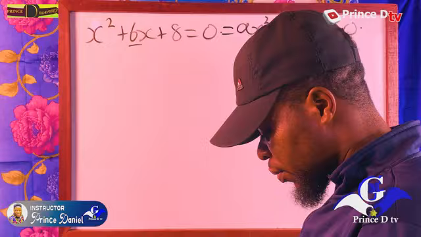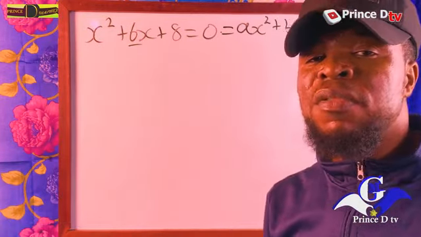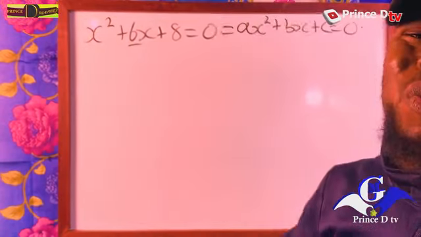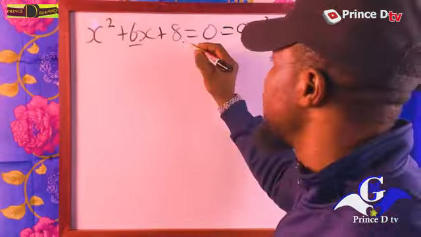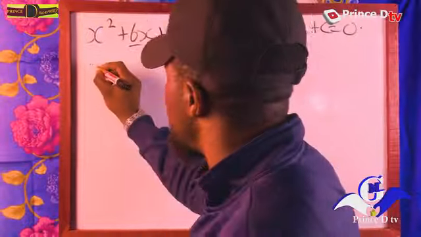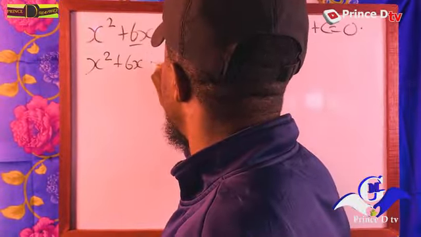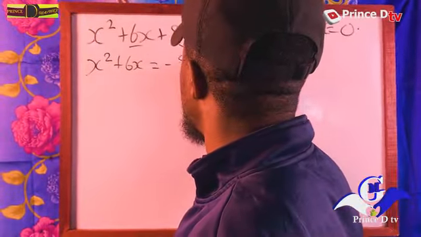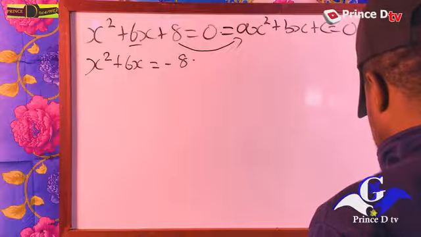Now, the next step, that's step 3, we need to move the constant term to the right of the equation. What is our constant term here? Remember, our constant term is 8, so we move it to the right, and of course we are left with x squared plus 6x is equal to negative 8. So that's the next step.